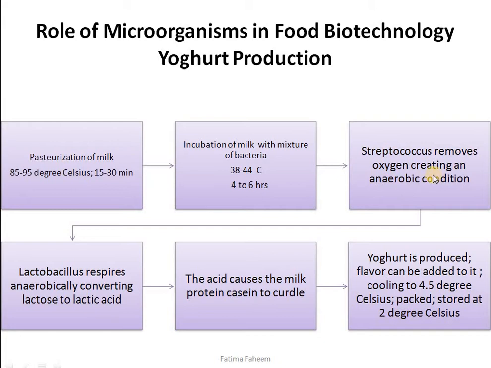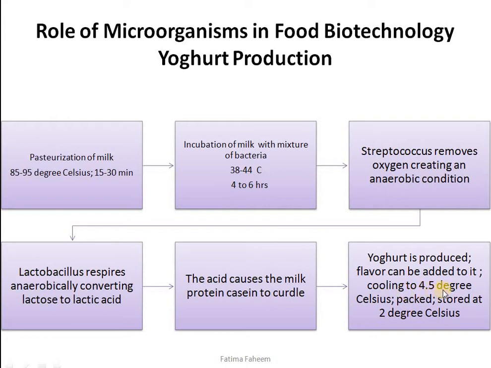We are creating anaerobic conditions here because the next microorganism which we are going to add is Lactobacillus, which respires anaerobically, converting milk sugar lactose to lactic acid. This lactic acid causes curdling of the milk protein casein, and this curd or yogurt is then industrially flavored, and preservatives are sometimes added.